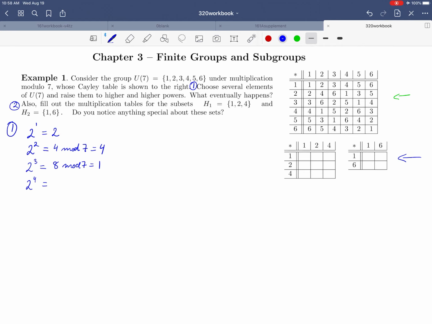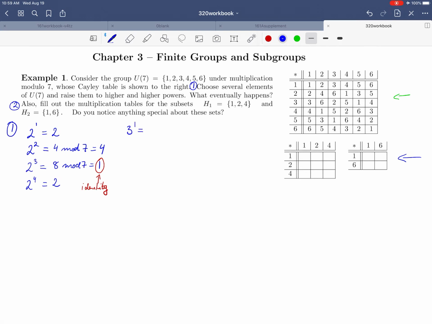Well, if 2 cubed is 1, then 2 to the fourth is just going to be 2. We could keep going and going, but we just go around in circles, so we may as well stop because we already know what's going to happen. It's just going to cycle through 2, 4, 1, 2, 4, 1, 2, 4, 1. This is kind of important: we cycle back to our identity in the group right here. Okay, let's look at another element.